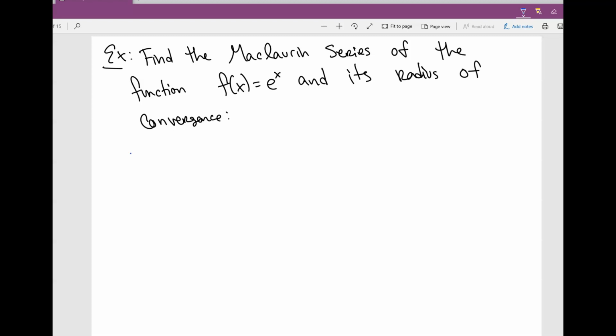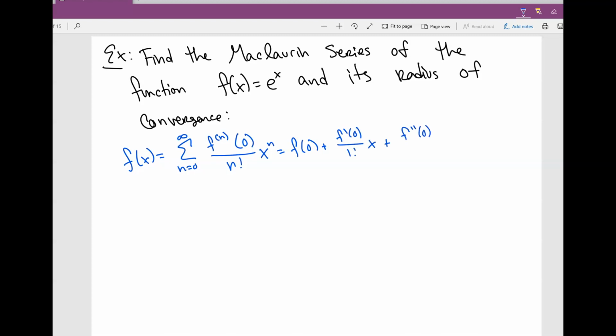Okay, so we know that the Maclaurin series is f of x is equal to the sum from n equals 0 to infinity of the nth derivative of f, and then we're going to plug in 0, over n factorial, x to the power of n. And if I were to expand that, it will be f of 0 plus f prime of 0 over 1 factorial x plus f double prime of 0 over 2 factorial x squared, and then continues on.